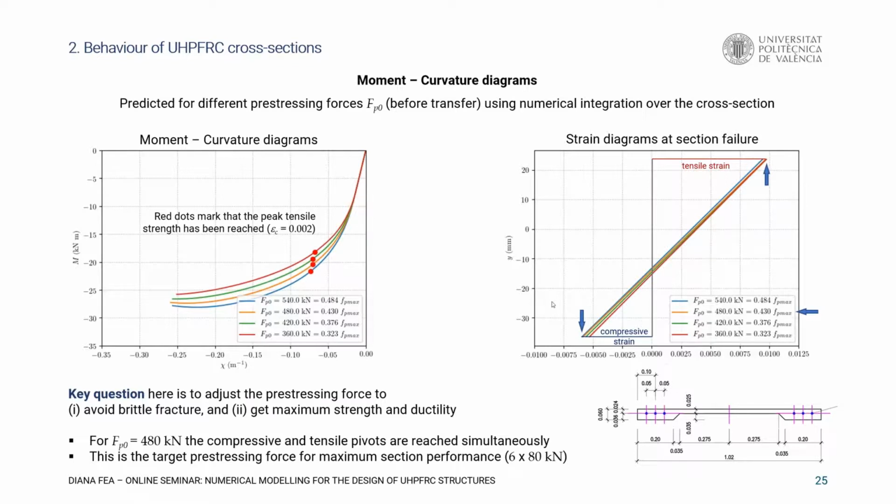After examining the properties of the way the cross-section worked, we found that the best target was to try to achieve pivots, simultaneous pivots in the top fiber and the bottom fiber of the cross-section, and we could achieve this when the pre-stress was around 40%, 43% of the ultimate strength of the steel. Specifically, we are going to pre-stress each strand with 80 kilonewtons and a total pre-stress force of 480 kilonewtons in the cross-section.